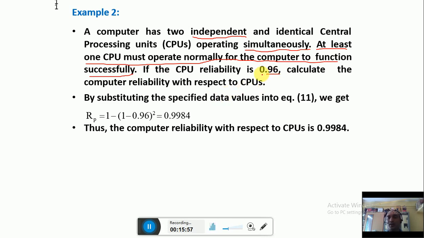So one reliability is 0.96. Then we can find out the reliability of the computer, or the system, RS equal to 1 minus Fs, the failure of the system. And 1 minus Fs is nothing but the product of failures, that is 1 minus the first, 0.96, and the second is again multiplied by 1 minus the same 0.96. There are two CPUs, and the failures of them are 1 minus those values of reliabilities.